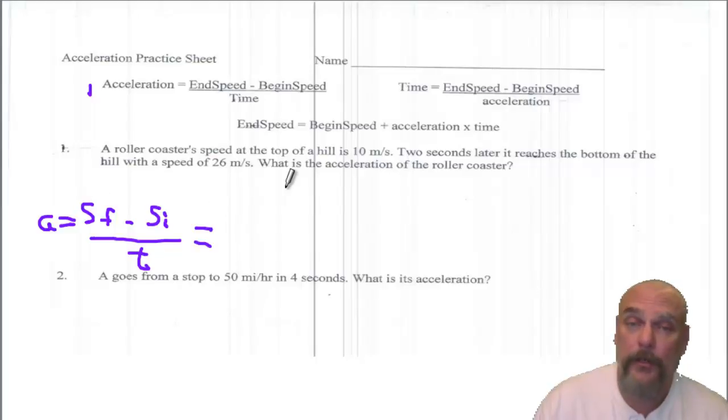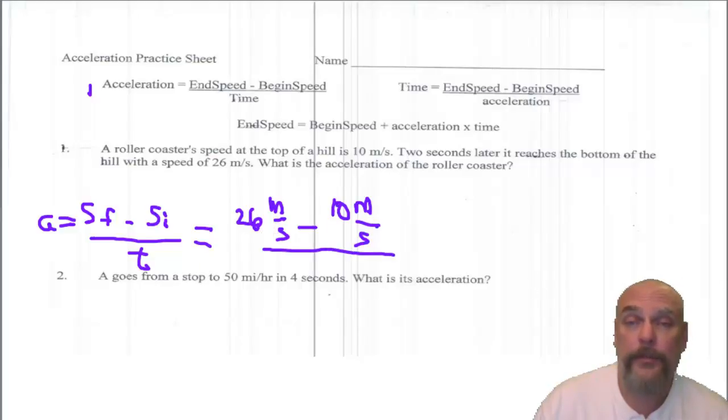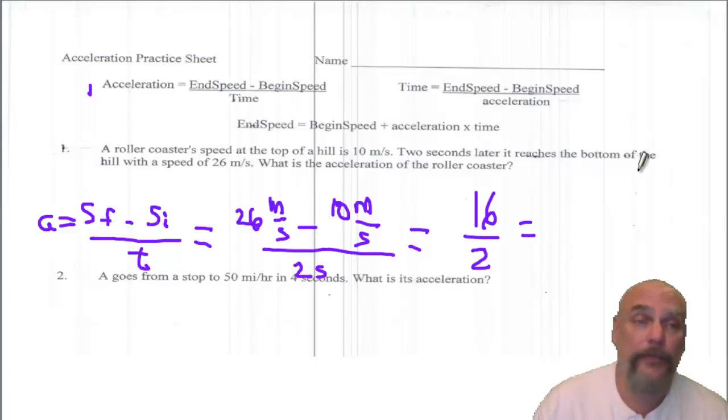So what is the final speed? Hopefully you know that is 26 meters per second. And then we are going to subtract the initial speed, which is 10 meters per second. And then we're going to divide that by the total time, which is 2 seconds. And we get 26 minus 10, which is 16, and we divide that by 2, and we know that that is 8. You can use a calculator if you have to.